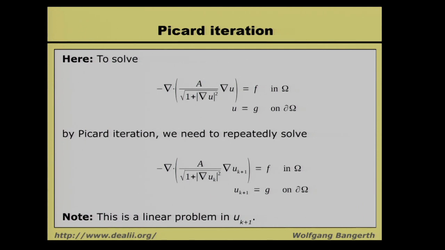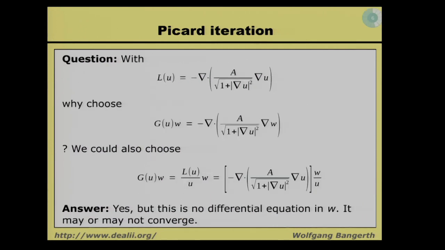So you will ask, well, why do I choose this particular form here for the iteration? I could choose other variations too. If I write the previous slide in a different form, I could say that G(u) is minus divergence of A over square root of 1 plus gradient u squared, gradient w. w is the argument that I apply it to. So why do I choose this particular form?